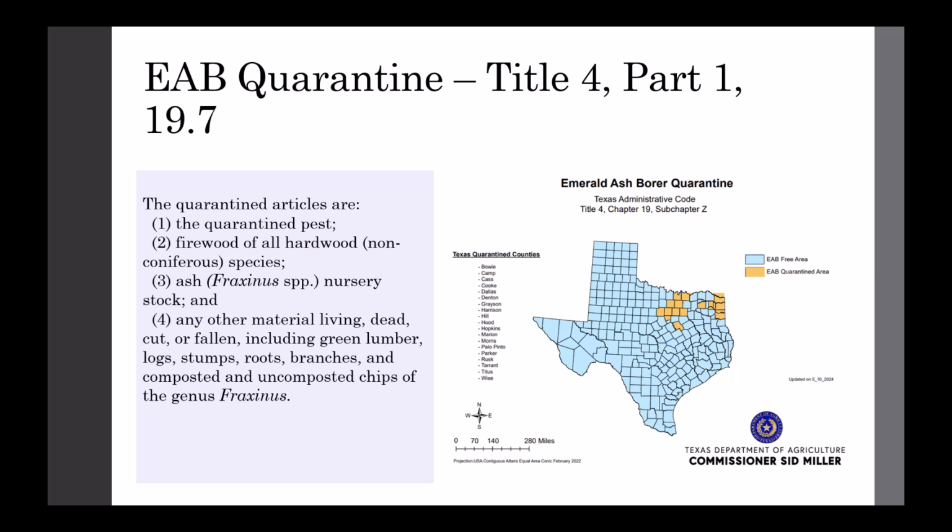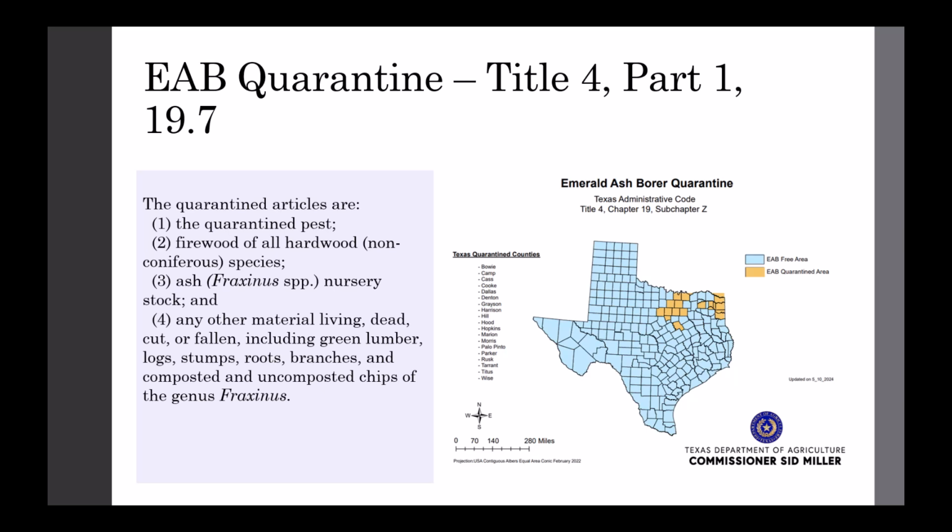In order to slow the spread of the emerald ash borer through human means, there is a quarantine placed on counties in which emerald ash borer has been found. This quarantine is through the Texas Department of Agriculture. It requires that actual emerald ash borers are not moved outside of quarantine counties.